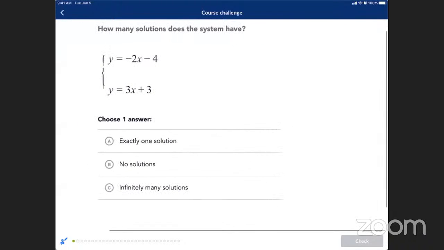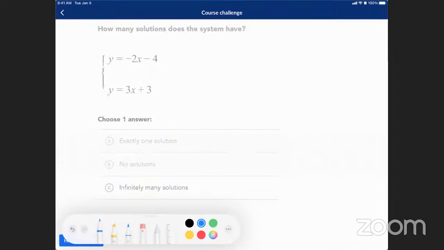How many solutions does the system have? All right, I remember this back in high school. So you basically have y equals negative 2x minus 4, and then y equals 3x plus 3. It asks how many solutions this system has. This system would have multiple solutions.